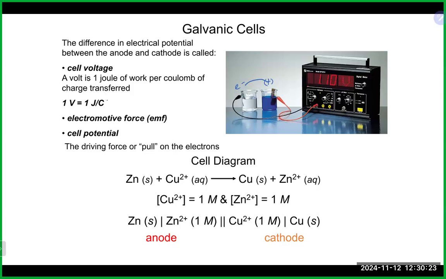A coulomb is a unit of electrical charge, and a joule is obviously energy, and a volt. The cell voltage is also sometimes referred to as electromotive force, EMF, or our cell potential, which is that pull of those electrons. So if you're asked to calculate either the cell voltage, the EMF of the cell, or the cell potential, they're all pretty much asking you to calculate the voltage for that particular cell, is usually what the question is really asking you to do.